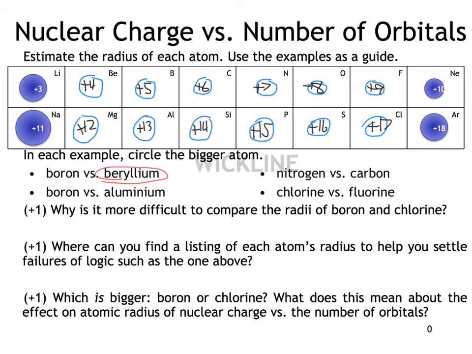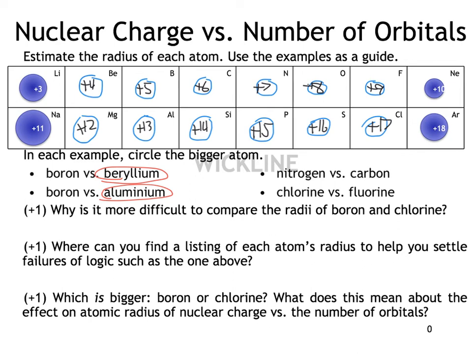So if I'm choosing the larger atom, I'm going to choose the one on the left, and in this case, that's beryllium. So again, let's do boron versus aluminum. So boron and aluminum are in the same group, meaning that they're in the same column. And boron is above aluminum. Aluminum is below boron. What I know is that as you go down a group, you add orbitals and the radius gets larger. So therefore, my assumption is that aluminum will be larger than boron because aluminum is below boron, and therefore aluminum has an extra orbital and would be a larger atom.